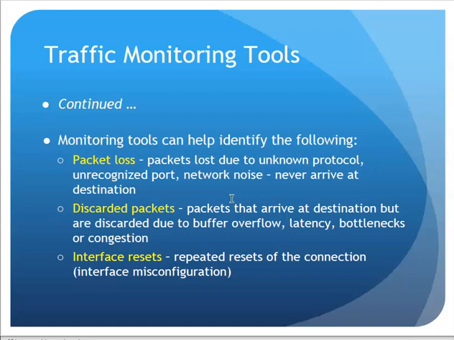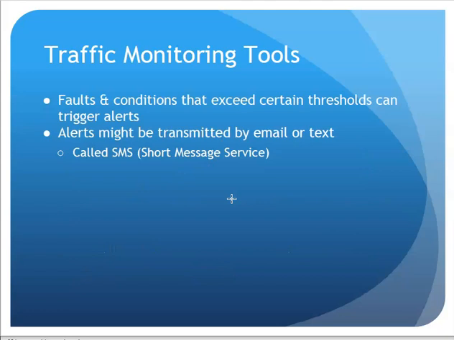Discarded packets: packets that arrive at the destination but are discarded due to buffer overflow, latency, bottlenecks, congestion. So if I start getting a lot of discarded packets, maybe I have a congested part of my network that it's moving through. Interface resets: repeated resets of the connection. Maybe the interface is not configured right. Maybe the interface is conflicted with something and it's shutting down and coming back on, shutting down and coming back on. So interface resets. These can all be clues as to what might be going on in the network.